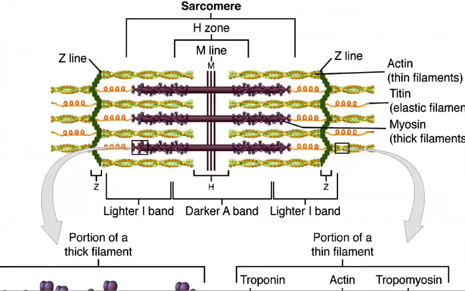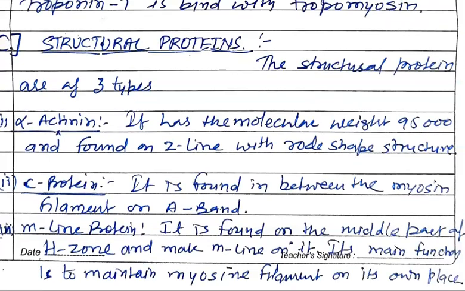Alpha actinin has a molecular weight of 95,000 units and is found on the Z line with a rod shaped structure. So the alpha actinin forms the Z line. And second, C protein is found in between the myosin filaments on the A band.